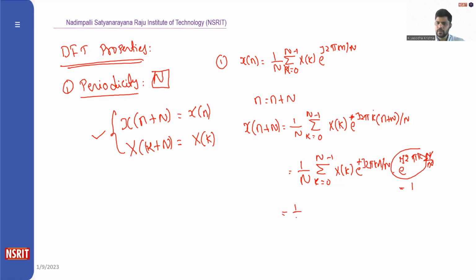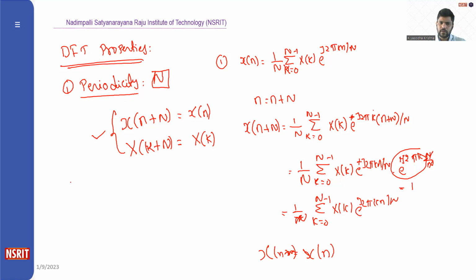So finally we will get 1 by N summation k equal to 0 to N minus 1 X of k e to the power of j 2 pi k n by N. It is nothing but simply x of n. This is the proof we have.